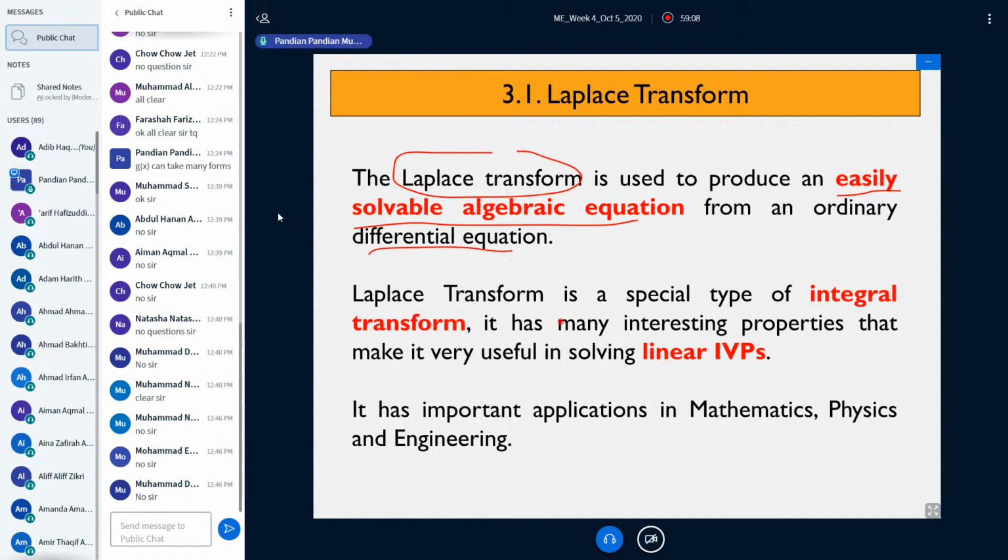And Laplace transform is a typical type of integral transform. So where does the Laplace transform come from? It comes from integral transform. Of course, we cannot go into more detail. In-depth studies are not necessary because our main task here is solving differential equations.